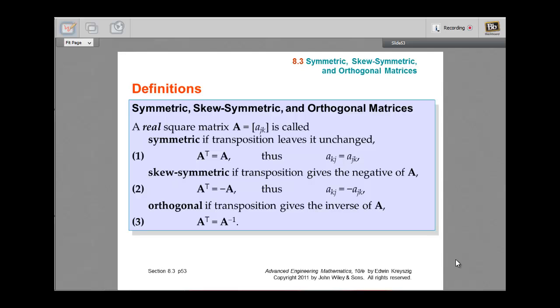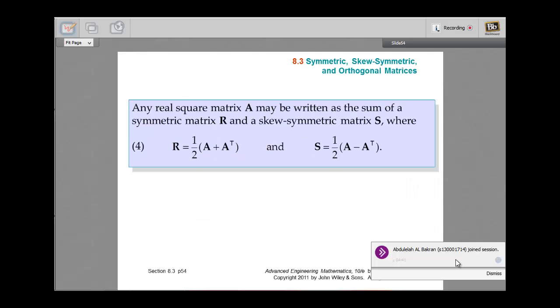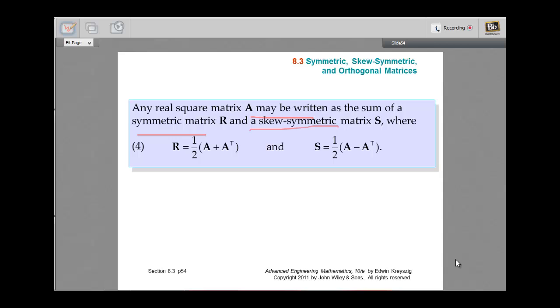There are some more definitions: skew symmetric and orthogonal matrix. A real square matrix A is called symmetric if its transpose leaves it unchanged, A transpose is equal to A. Skew symmetric if the transpose gives the negative of A. Any real square matrix A may be written as the sum of a symmetric matrix R and a skew symmetric matrix S, where R is equal to 1/2 (A plus A transpose).